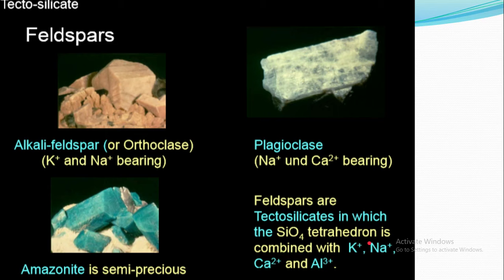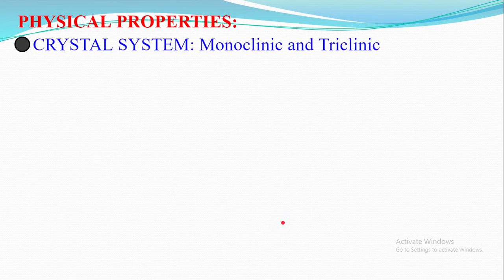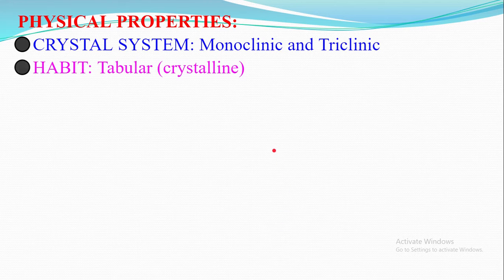Whether our mineral will be stable or unstable, as we discussed, is based on how the cations and anions fit each other. Now when we discuss the physical properties of all the minerals of this group, the crystal systems are mainly monoclinic and triclinic. So one axis may be inclined or all three axes may be inclined. Their form is tabular.